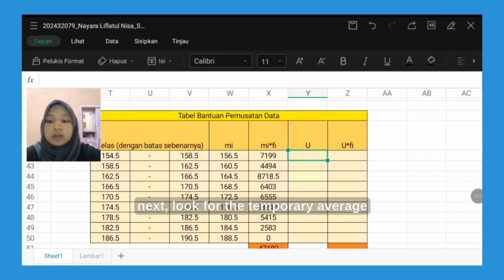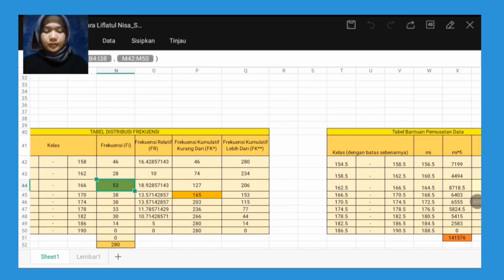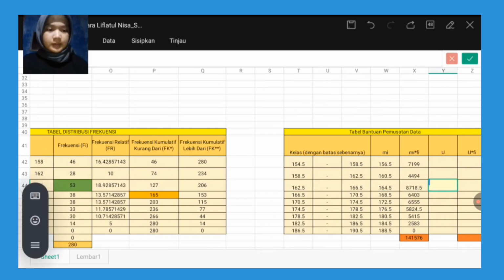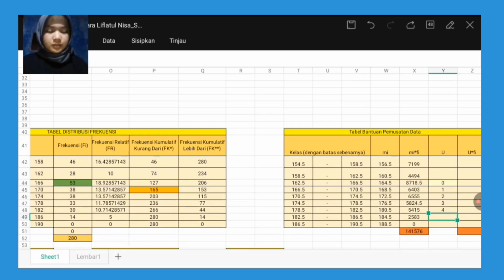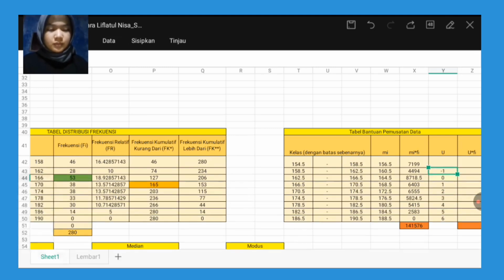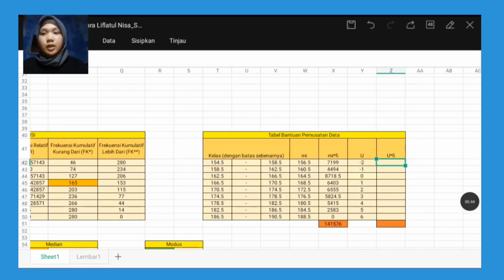Next, look for the temporary average, where we have to choose a benchmark, which is usually the data with the highest frequency, and initialize it with a value of 0. Then the values go negative going up and positive going down. Multiply the temporary average by the frequency.